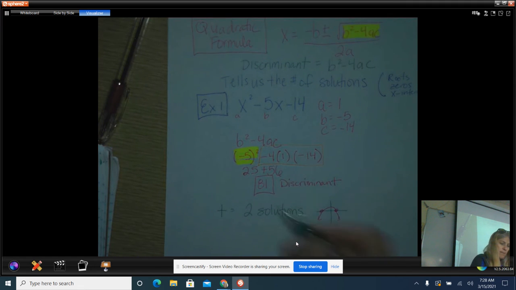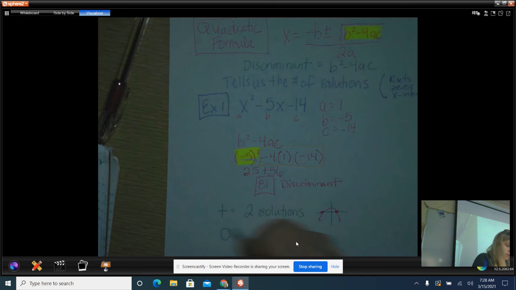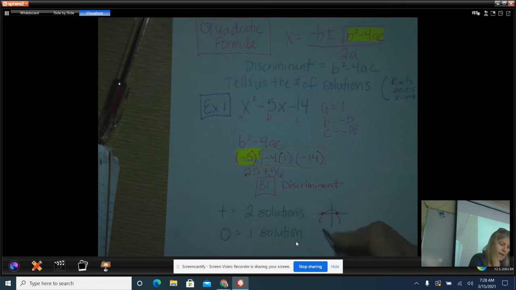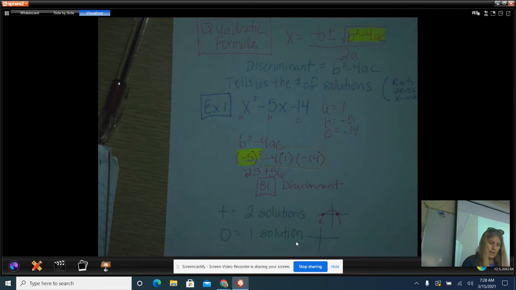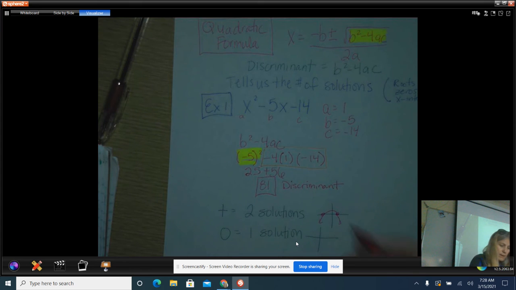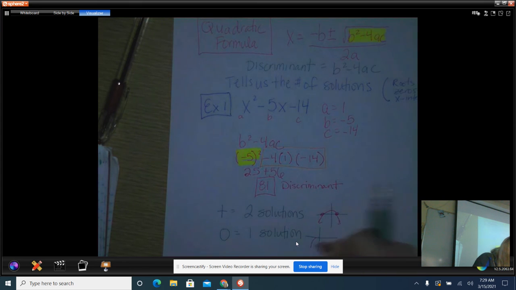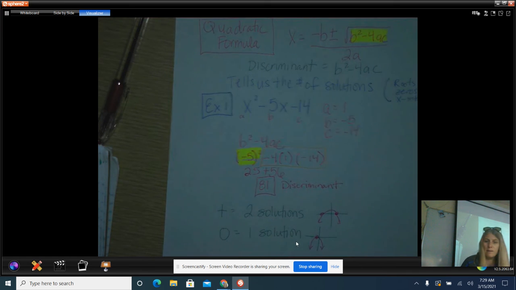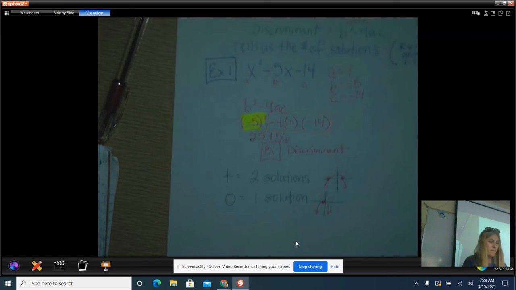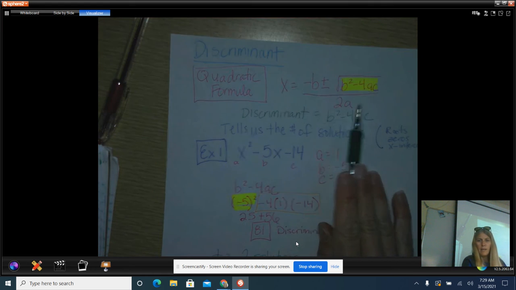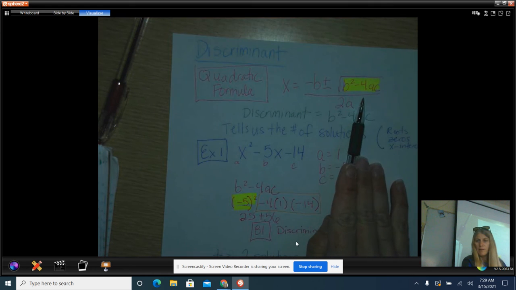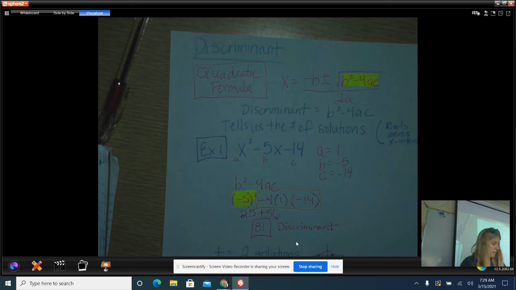Now, if this number ends up being 0, then there is one solution. What that looks like is our parabola whose vertex is on the x-axis. That's because the square root of 0 is 0, and plus or minus 0 gives you the same answer from the quadratic formula.